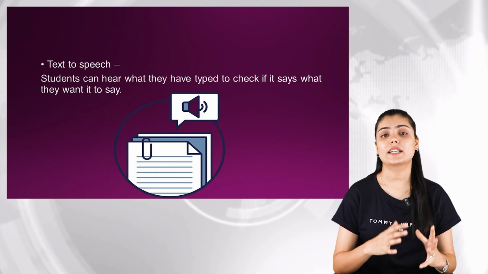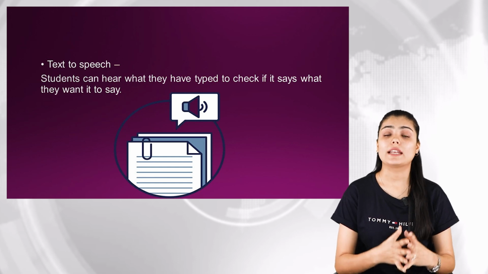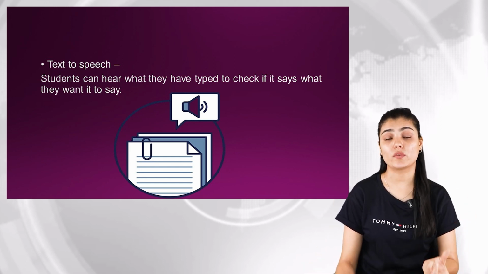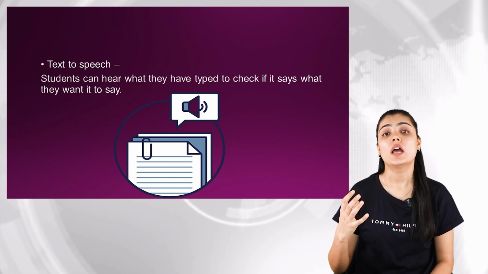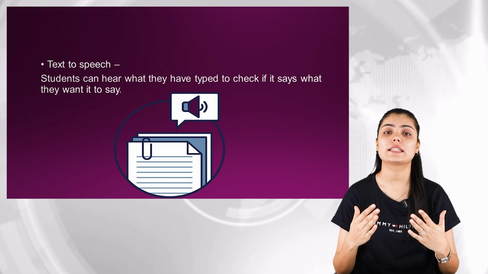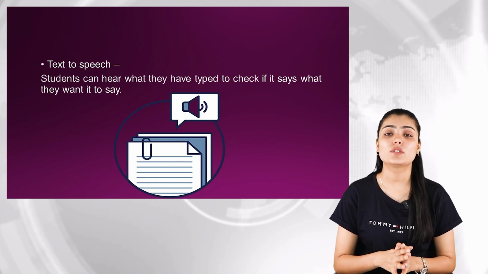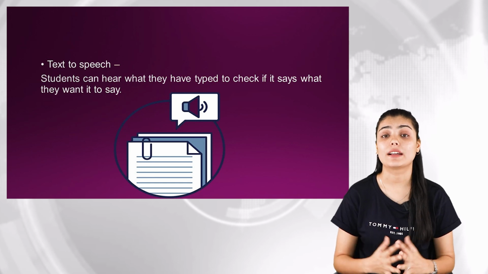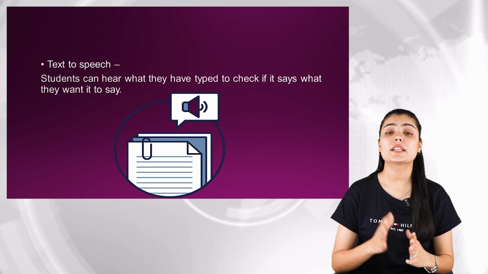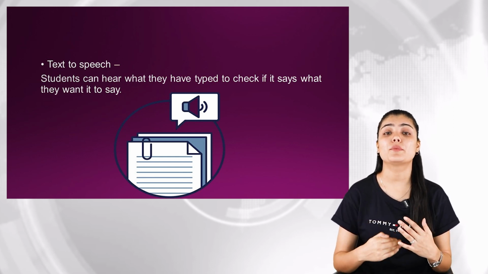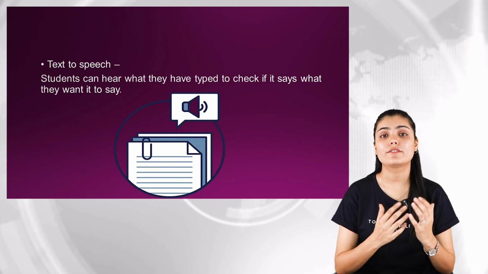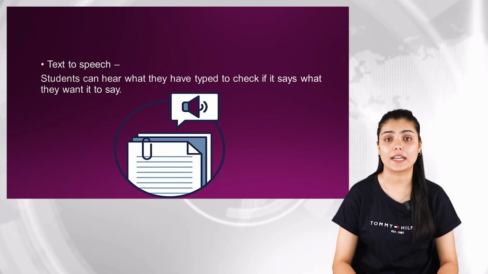Next one, we have text to speech. Again, it is similar to speech to text. In speech to text, it was converting what we were speaking into the microphone to words. Here, text to speech is usually used once everything is typed out, if the student wants to see whether they have typed it correctly. They can simply switch on text to speech. If the students switch on this feature, the computer will start reading out the text that has been typed. This will ensure the students have typed the content correctly.